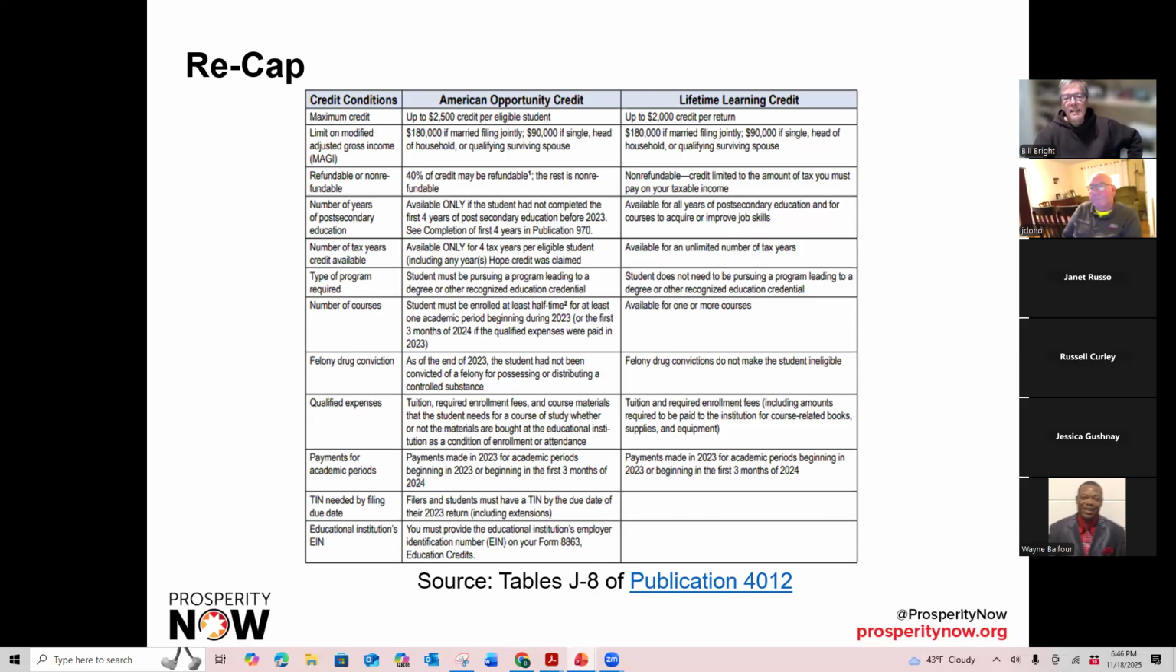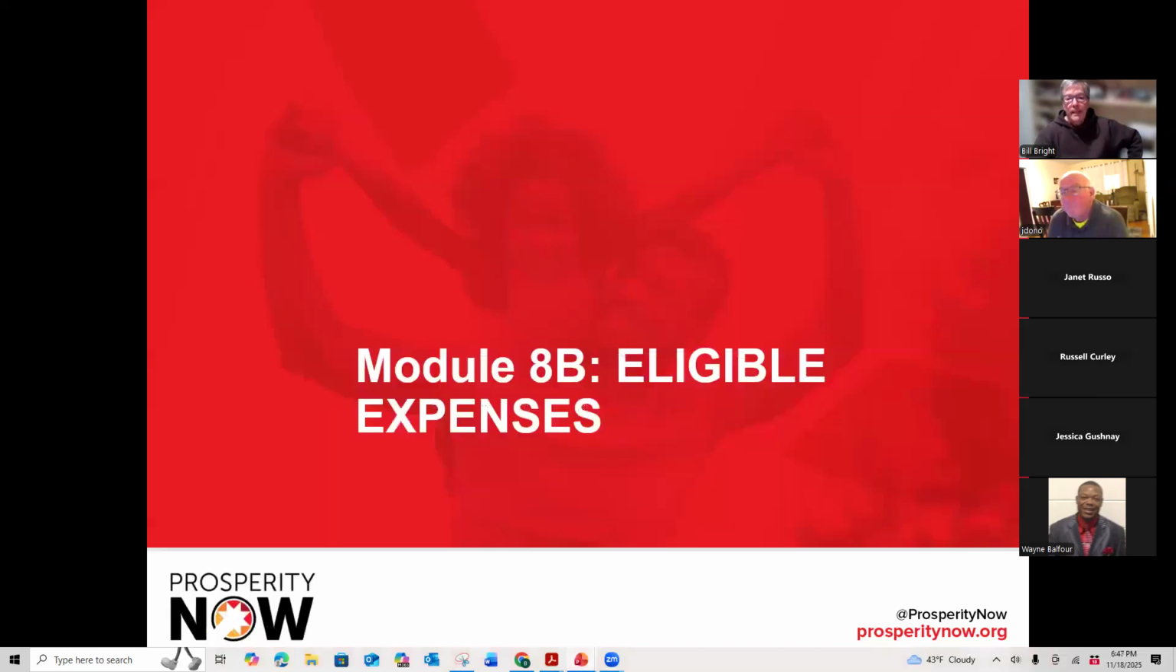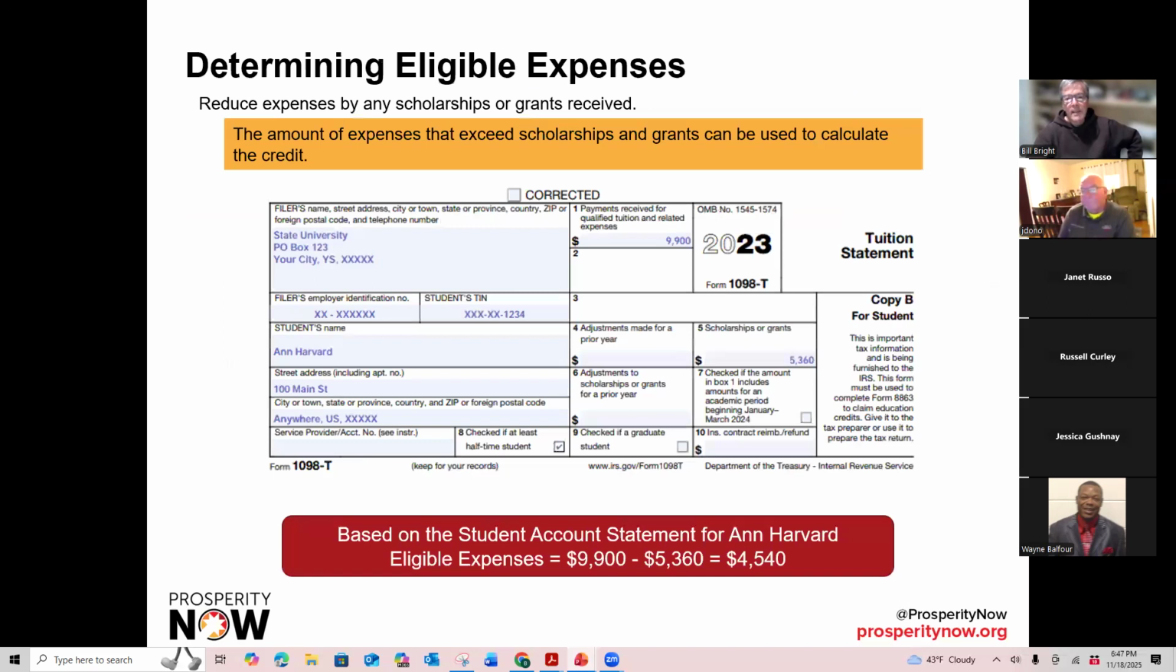So, okay, in the 4012, there's a chart like this which will show the differences between the two. So eligible expenses, this is pretty much what you'll see: payments were 9,900. There were scholarships of 5,360. The difference is $4,540. So they're going to claim $4,000 and get the max credit provided that their income is within limits.